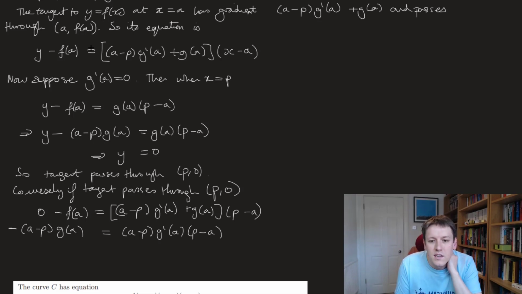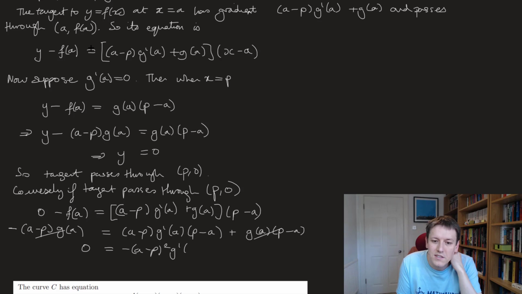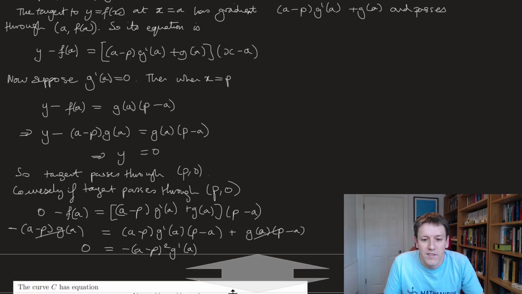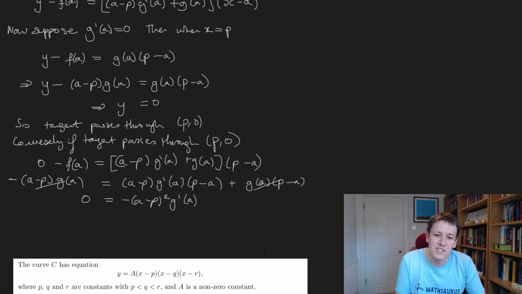and plus g of a times p minus a, so actually those two terms cancel out here, and so I get 0 equals, well let's write this as minus a minus p squared times g prime of a. And again in step questions you've got to be very thorough about all of the assumptions and things here, so I can divide through by a minus p squared here because a is not equal to p.